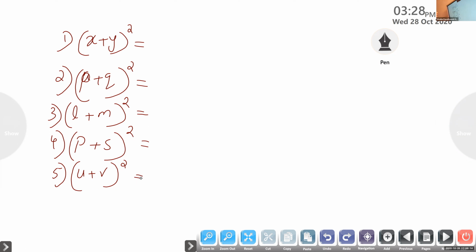Devika, what is the first answer? Did you complete the first one? First one's answer: x square plus 2xy plus y square. Adnan, second one. P square plus 2pq plus q square.